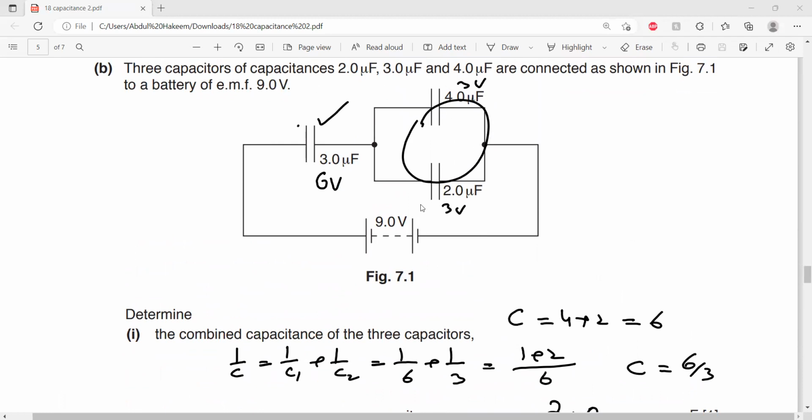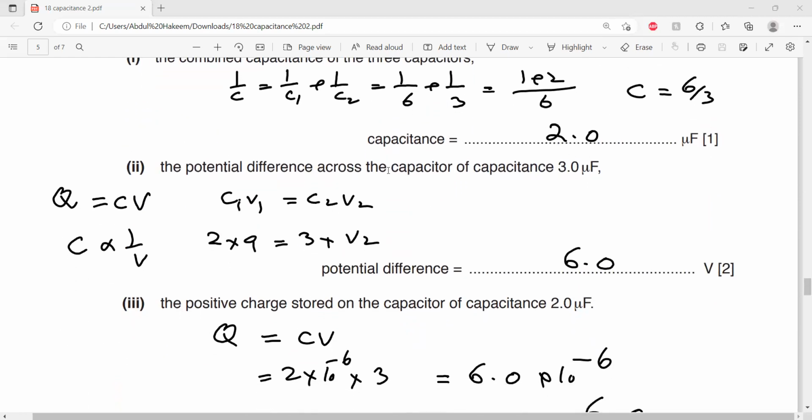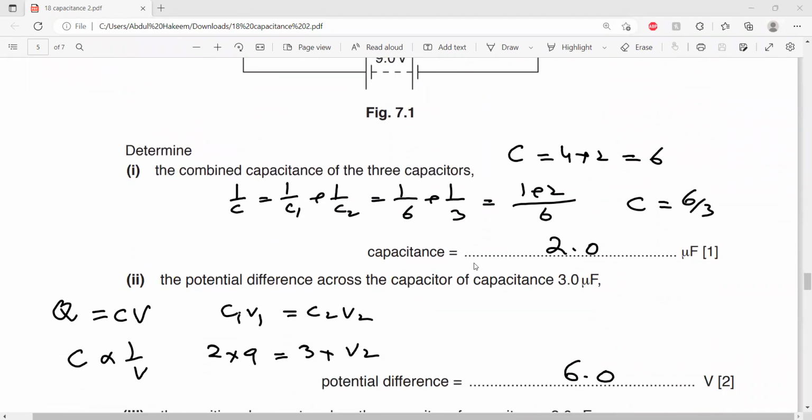So when the total capacitance is 2, the voltage supplied is 9. And when the capacitance is 3, what is the voltage? Answer is 6. This capacitor is getting 6 volt, and this combination is getting 3 volt. It becomes 9 in total.